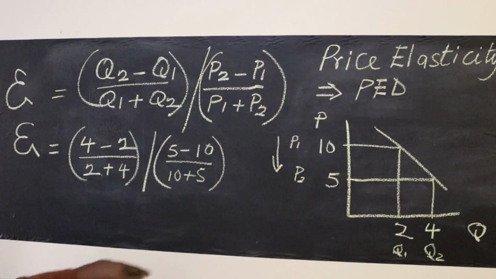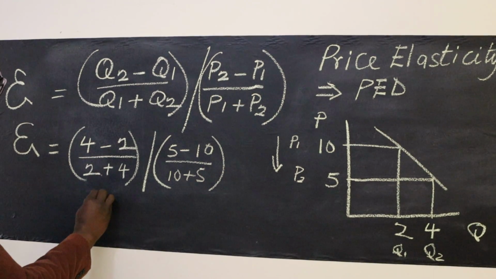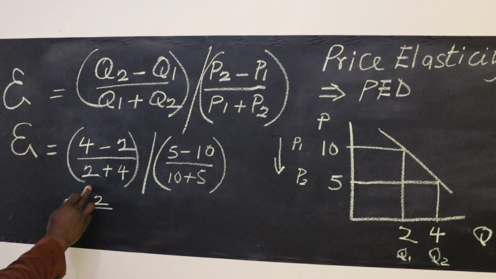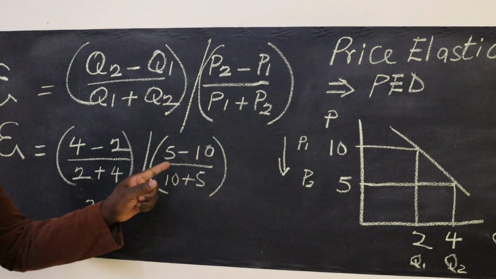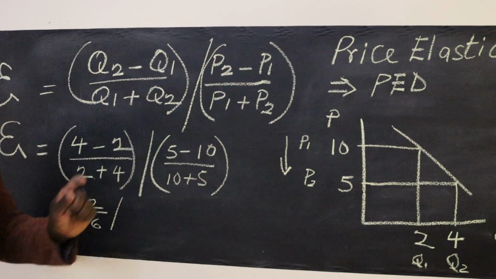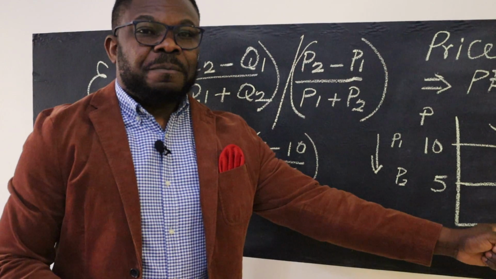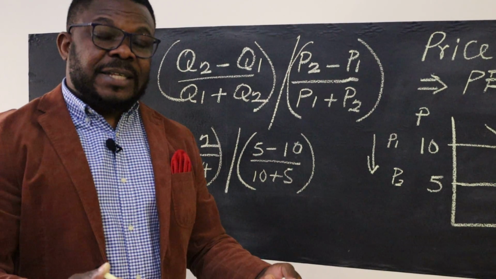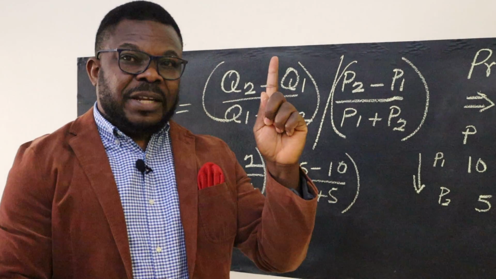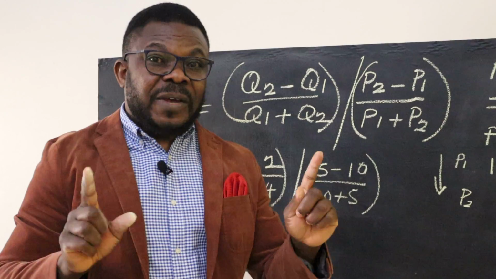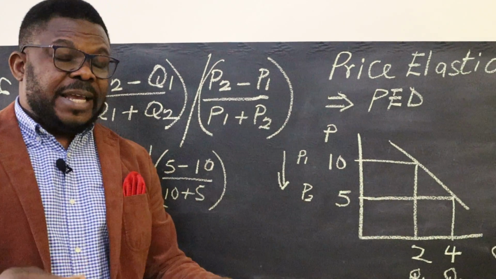Now, let's work it out a little bit slowly. 4 minus 2 gives you 2, all over the average of this, that's 6, divided by 5 minus 10. This is where the problem begins. 5 minus 10 gives you a negative value, because the elasticity on a demand curve is negative. Why is that the case? It's because of the law of demand. The higher the price, the lower the quantity demanded, and vice versa. So the slope on this line is negative.